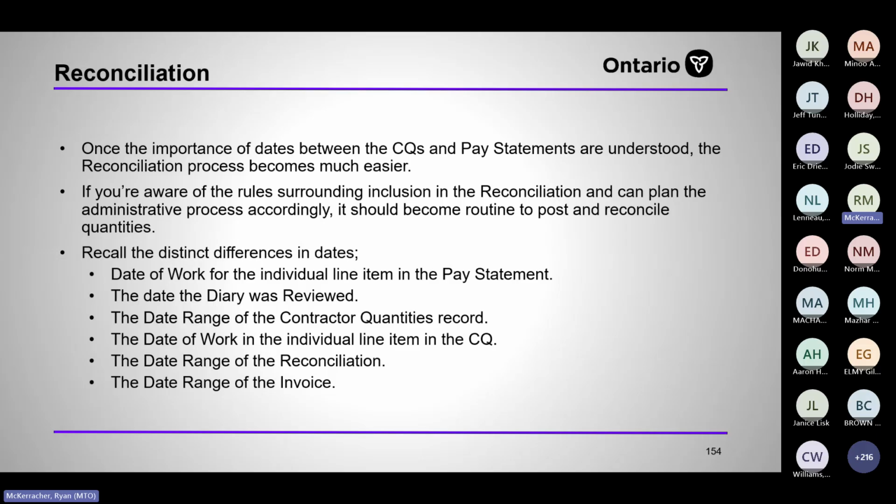It's not good enough to know we did 15,000 tons of asphalt in the month of June. We need to know where those subcodes were installed, when they were installed throughout the month of June, and that they were reconciled and paid at the end of June. So the two dates are important there.